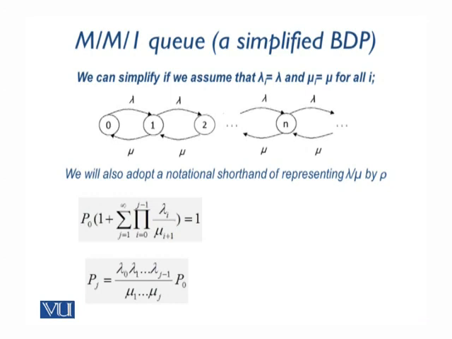Specifically, we calculate that P naught multiplied by 1 plus the summation of rho raised to j, for j equal to 1 till infinity, is equal to 1, and the expression within the brackets is simply an infinite sum of rho raised to j.